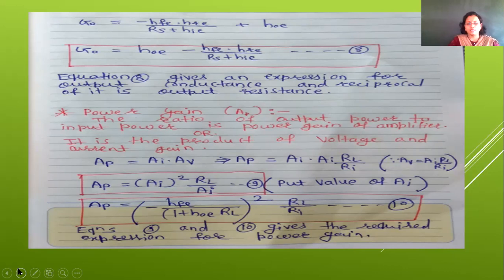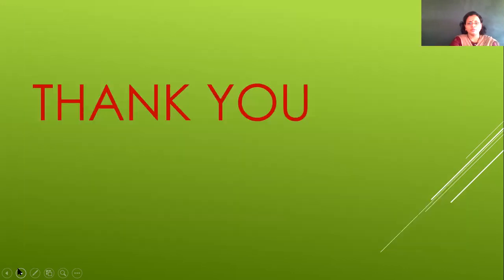Put the value of AI, which we calculated at the beginning. So AP is equal to, in bracket, minus HFE upon 1 plus HOE into RL, whole square. Because AI is squared, we put its value and square it, and the remaining term is RL upon RI. Call it as equation number 10. Equations 9 and 10 give the required expression for power gain. So, thank you.